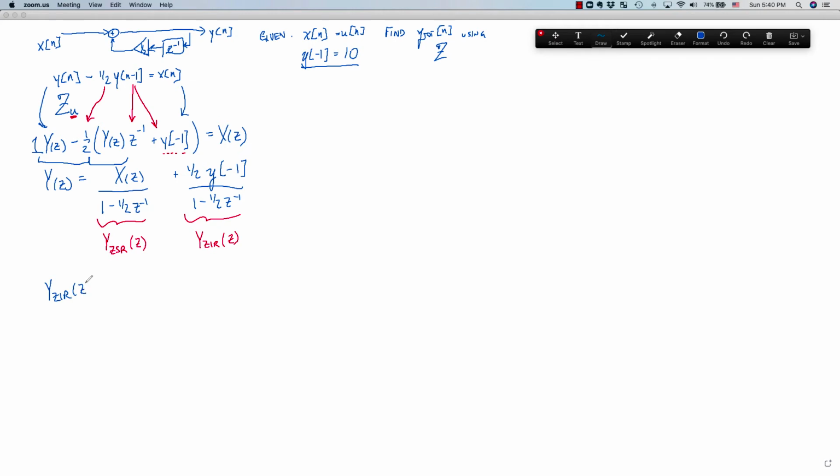The ZIR part of the output in the Z domain is 1/2 times 10, so let's just call that 5, over 1 minus 1/2 Z inverse. And this, with a lookup table, we can get to be 5 times the causal exponential sequence 1/2 to the n times u of n. Okay, so this is what I would call y sub ZIR in the time domain.